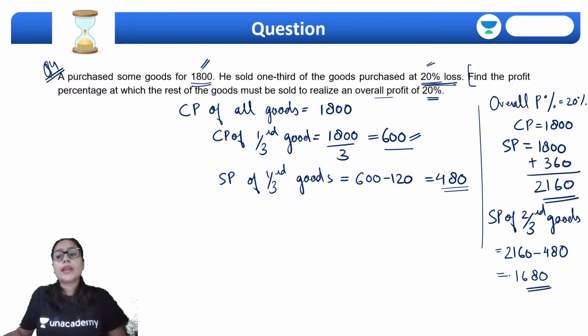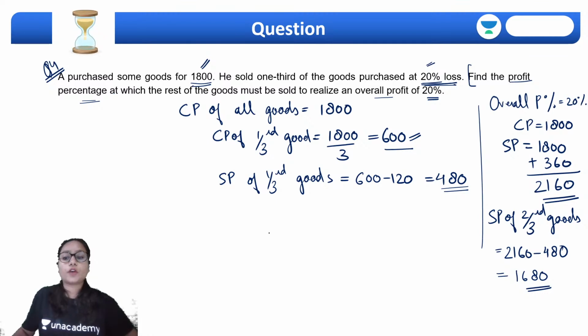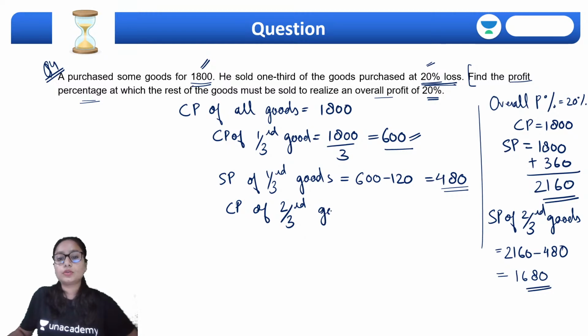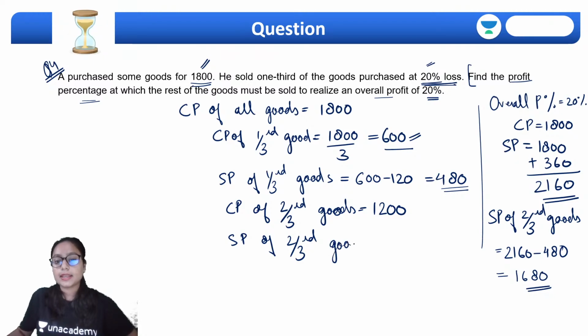Now I know the selling price of the remaining 2/3 goods. We have to find the profit percentage. So for that I need the cost price also. So the cost price of 2/3 goods will be equal to 1800 minus 600, that is 1200, and the selling price of 2/3 of the goods we have calculated as 1680.